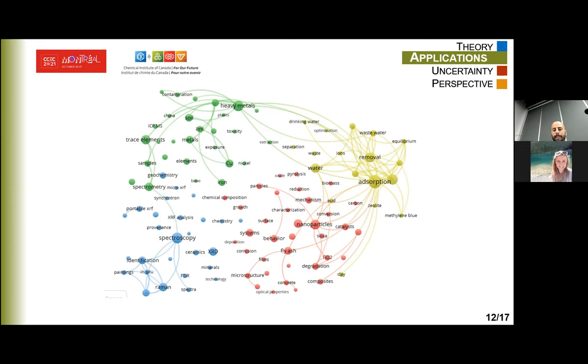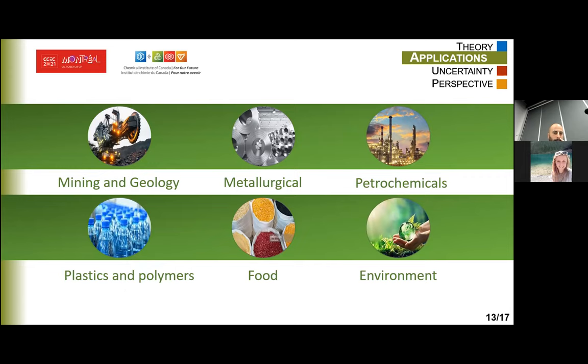The general applications include mining, metallurgical, petrochemicals, plastics and polymers, food, environment, everywhere you want to analyze elemental content. In food, you can analyze the iron content, salt content, and look for pollutants. In mining, it's good for analyzing drill samples, the ore, anything that can give you information. It can be used even in paleontology. In metallurgical, it's commonly used to check if your alloys are well made, for quality controls.